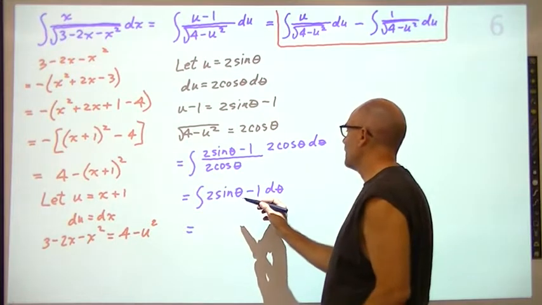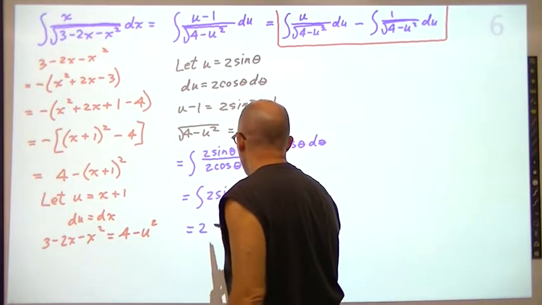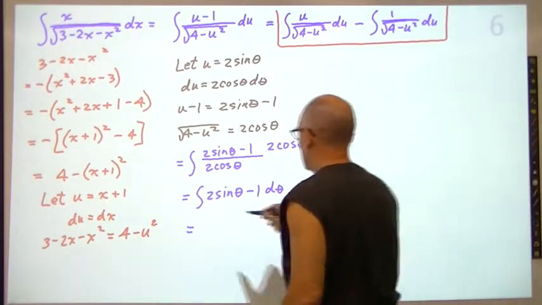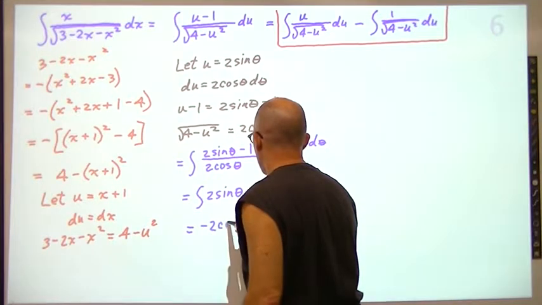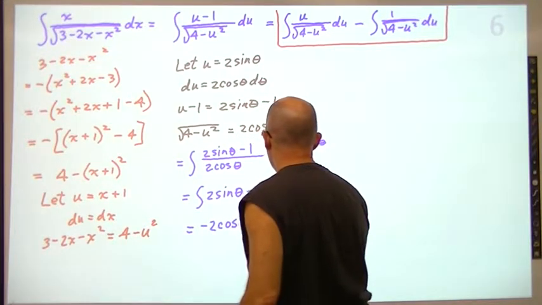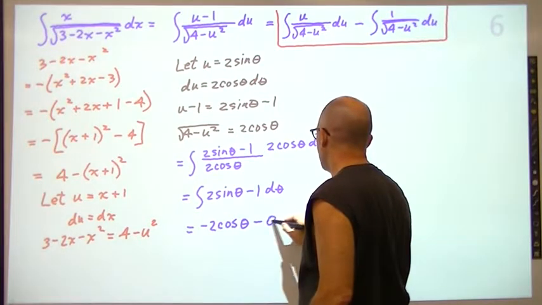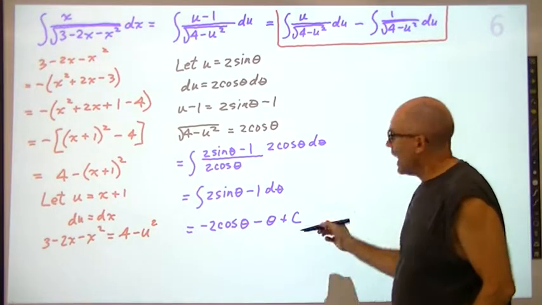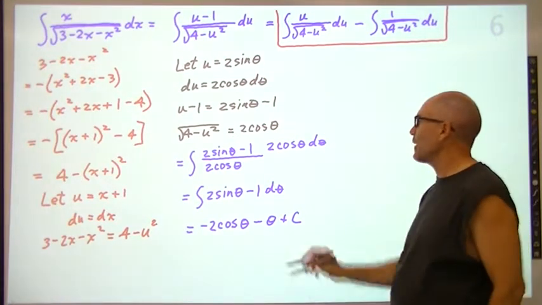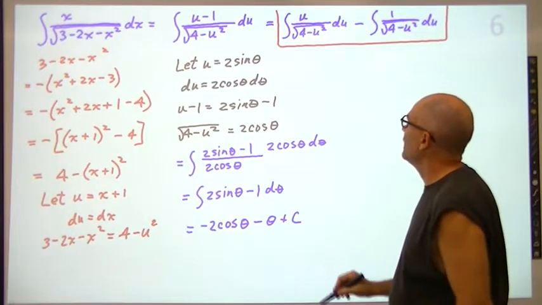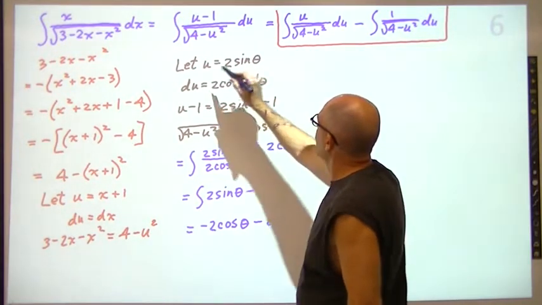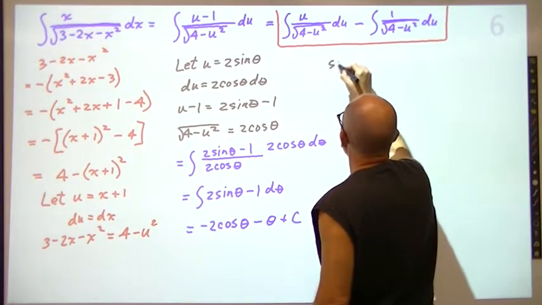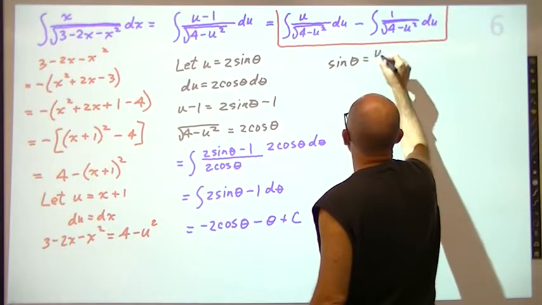So the integral of 2 sine theta is going to be negative 2 cosine theta. Minus 1 means minus theta plus c. We now go back to our triangle to figure out what theta is. And since we said that u equals 2 sine theta, that means sine theta equals u over 2.